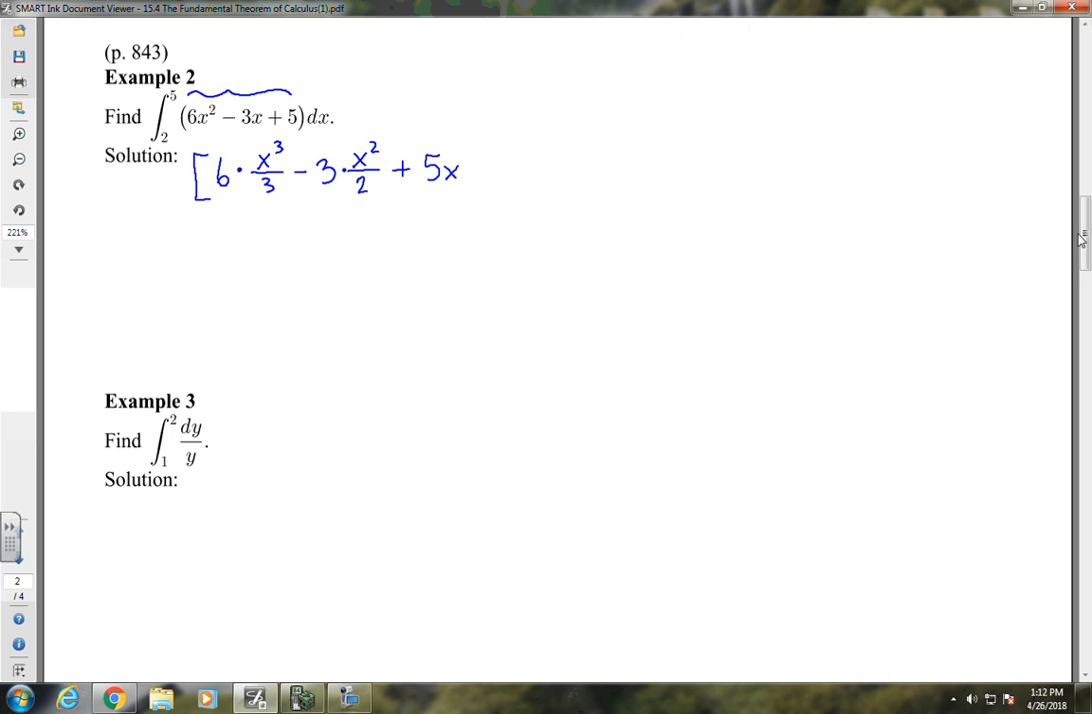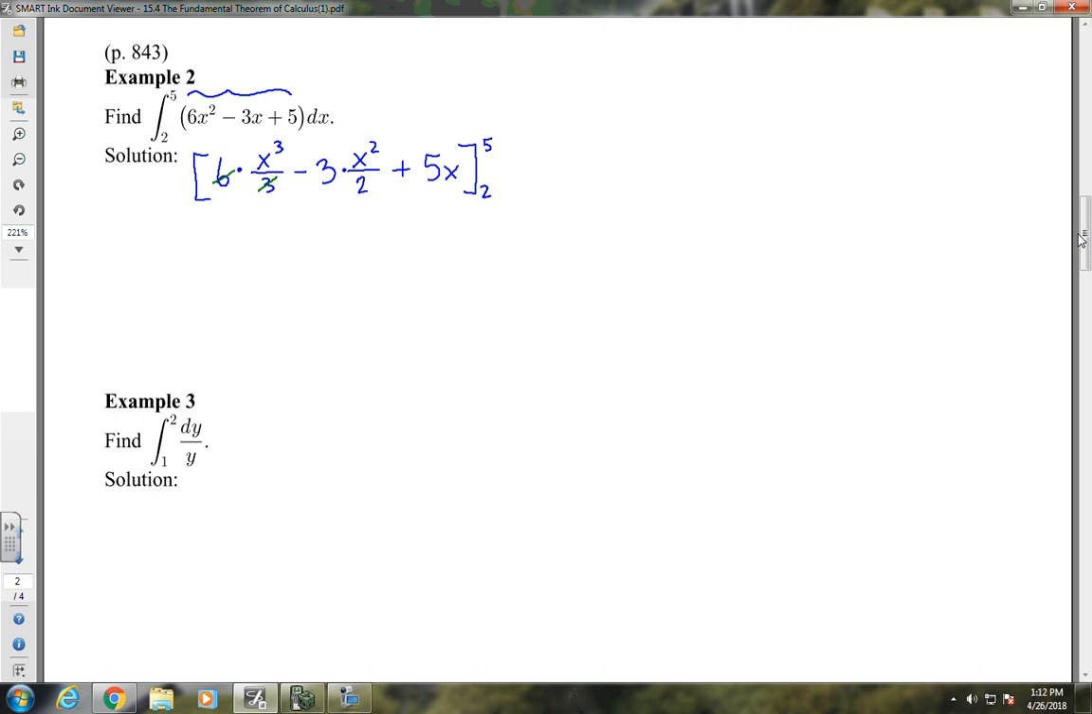Now normally if we're working on an indefinite integral, we have a plus c out there, but that's not necessary for a definite integral. So I'm going to go ahead and close brackets, and now we need to evaluate this from x equals 2 to x equals 5. So we're going to plug in, actually first let's simplify, and then we'll start plugging in our limits of integration.